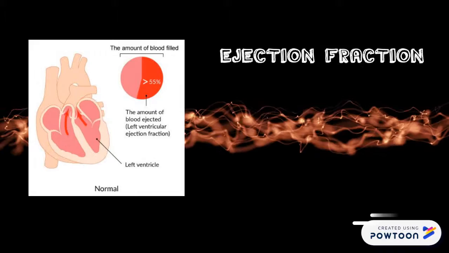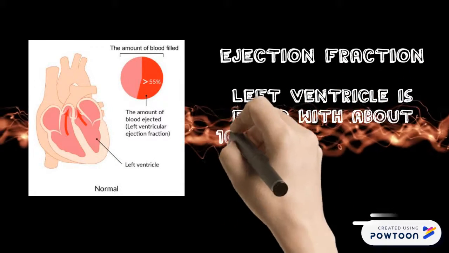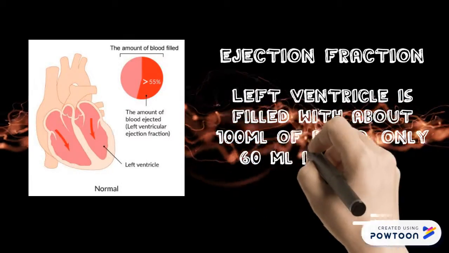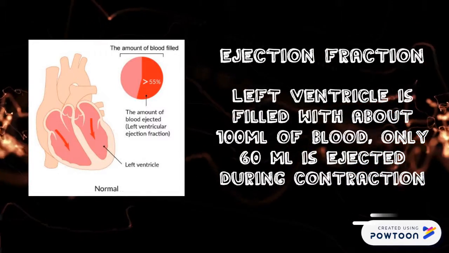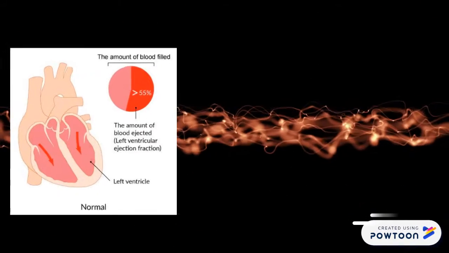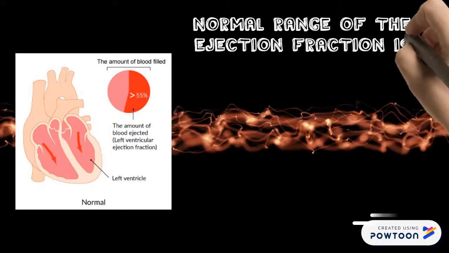The effectiveness of ventricular contraction is measured by the ejection fraction. Typically, the left ventricle is filled with about 100 ml of blood, but only 60 ml is ejected during contraction. This corresponds to an ejection fraction of 60%, wherein the normal range of ejection fraction is between 50 and 70.